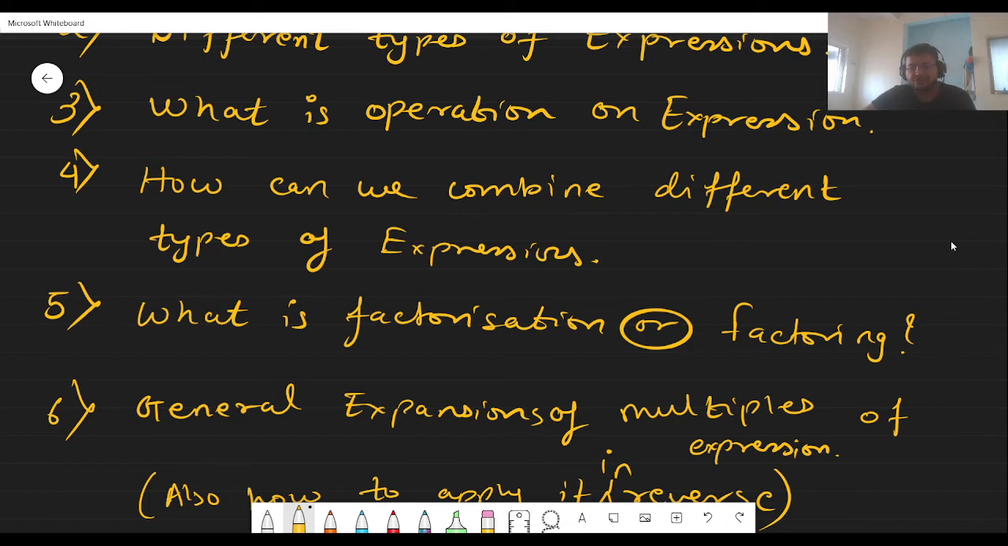What is factorization? You might have studied factoring a number. There are two types of numbers, prime numbers and composite numbers. So what we do is we always factorize the composite number so that we are able to make it in a multiplication form, or we can say product form of prime numbers. So it is called factorization.